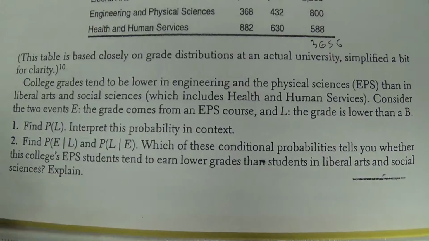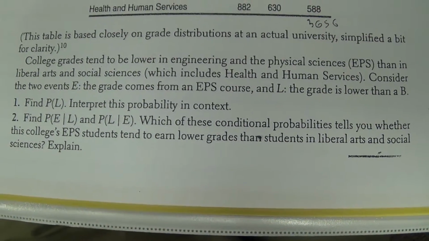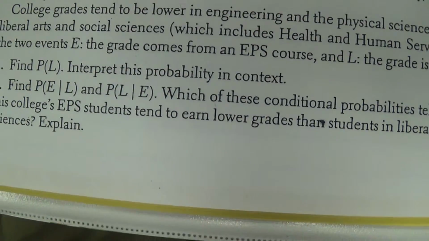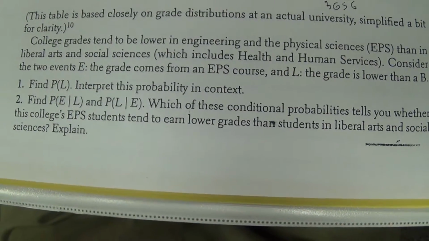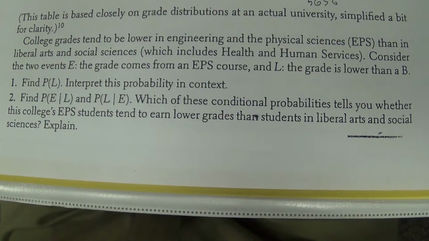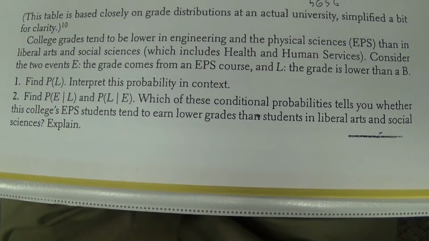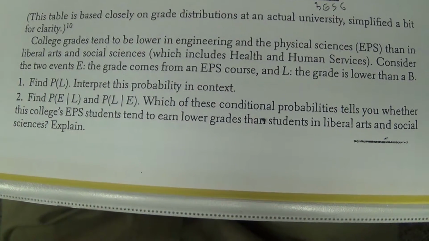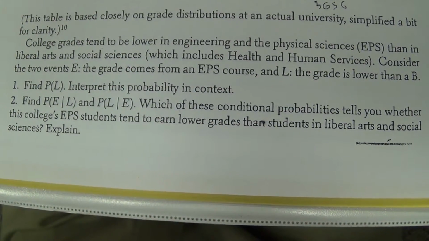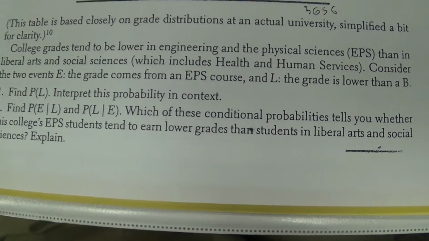Consider the two events. E. What's E, Brandon? E is the grade that comes from EPS courses. Right, so the event E means it's coming from an engineering physical science course. And what's L, Brandon? L is a grade lower than a B. I thought it might have meant liberal arts, but you see it didn't. It meant low grade, lower than a B.